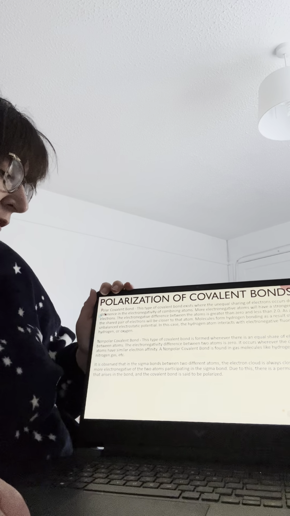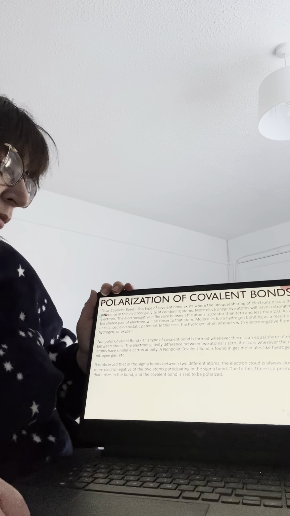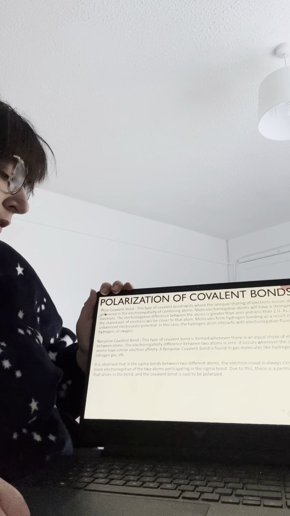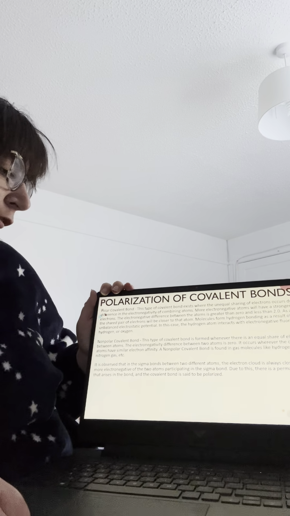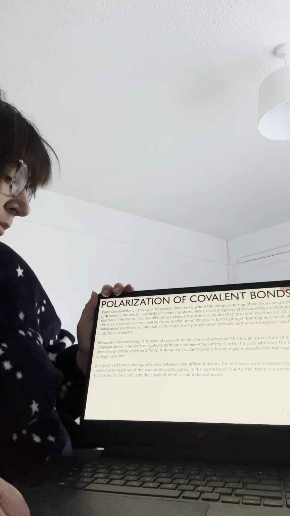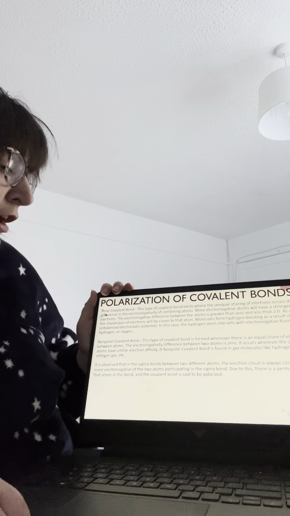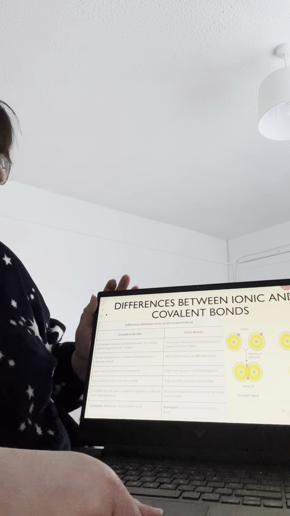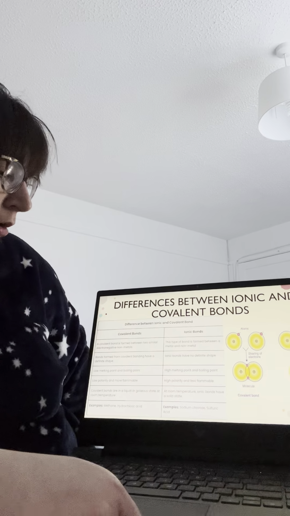It is observed that in sigma bonds between 2 different atoms, the electron cloud is always closer to the more electronegative of the 2 atoms participating in the sigma bond. Due to this, there is a permanent dipole that arises in the bond, and the covalent bond is said to be polarized.